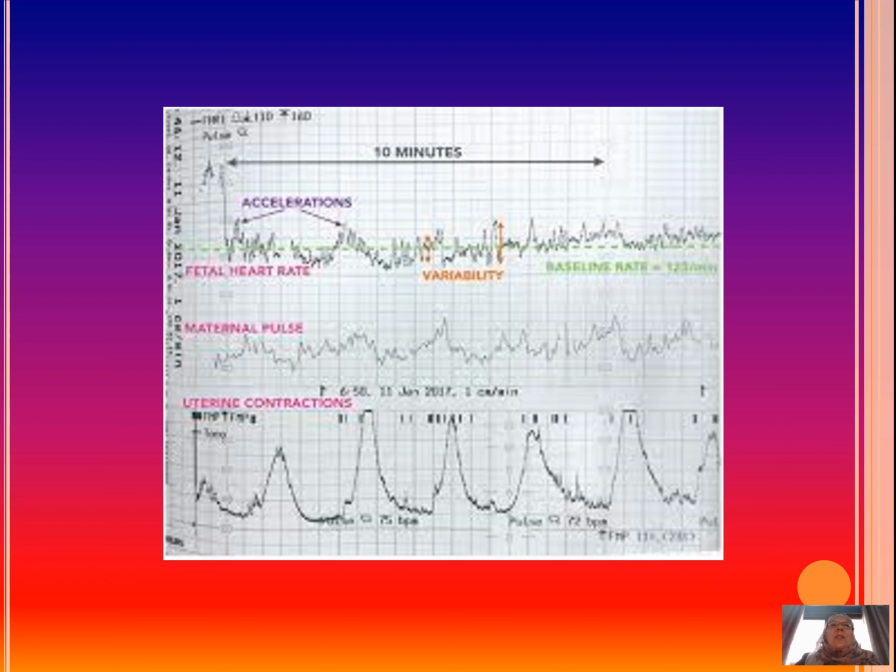And finally, you see the fetal heart rate is looked at, and you can see 2 accelerations are labeled on this picture, and you also see the variability is labeled, and the baseline rate, you see a green line going through that.